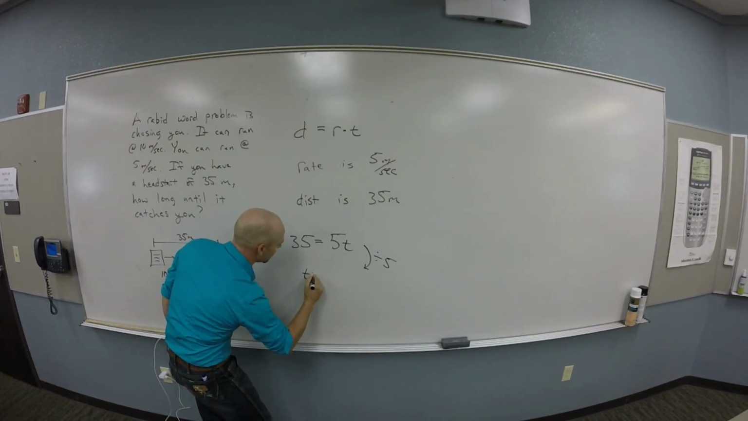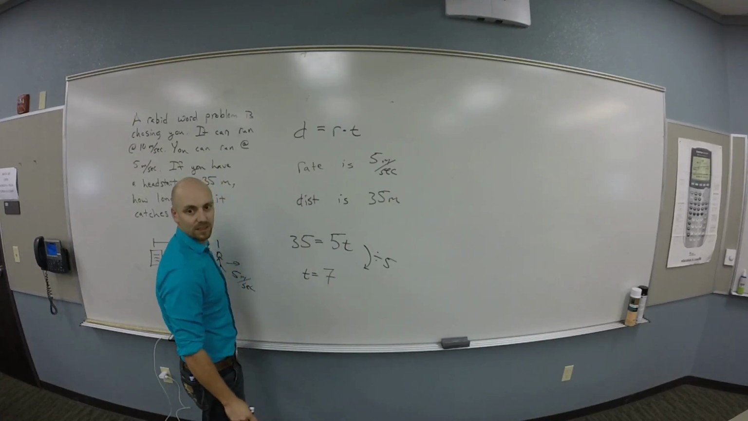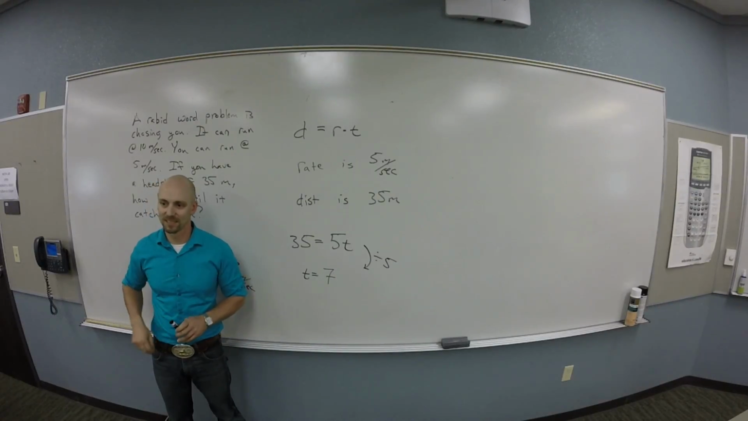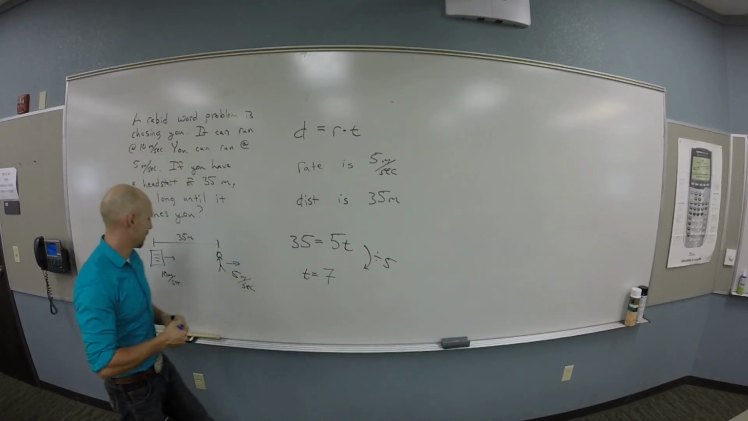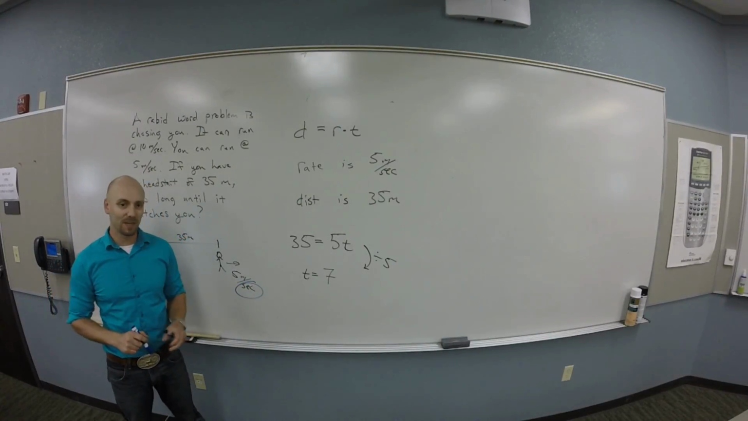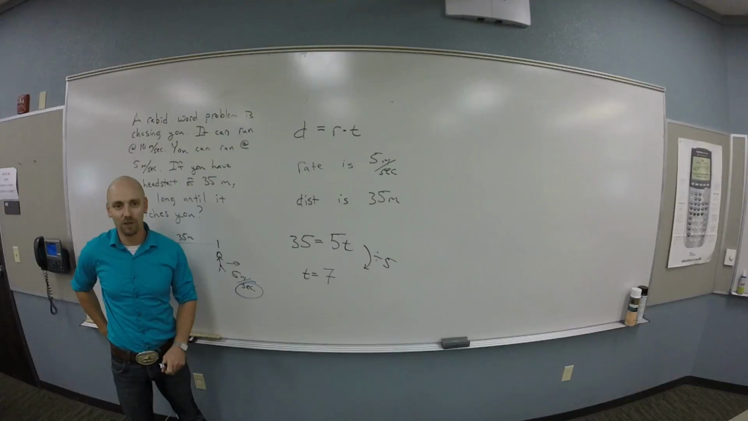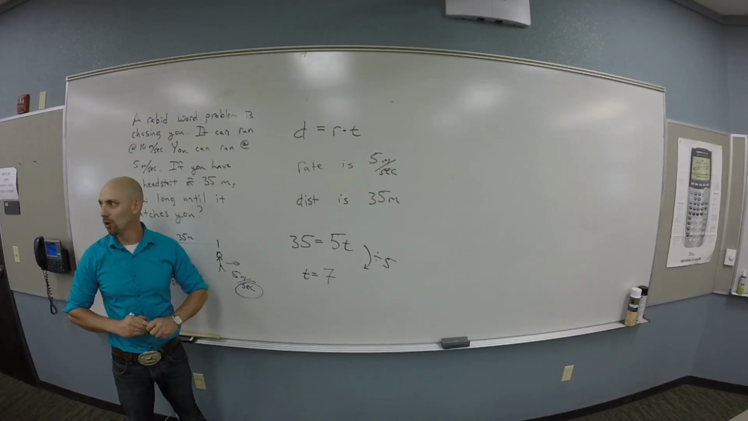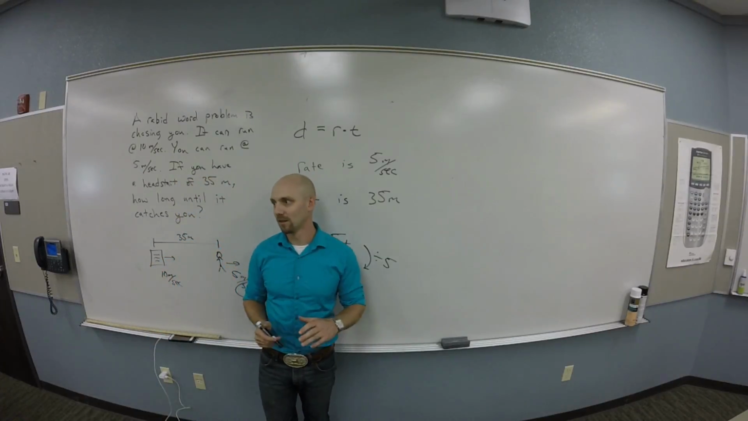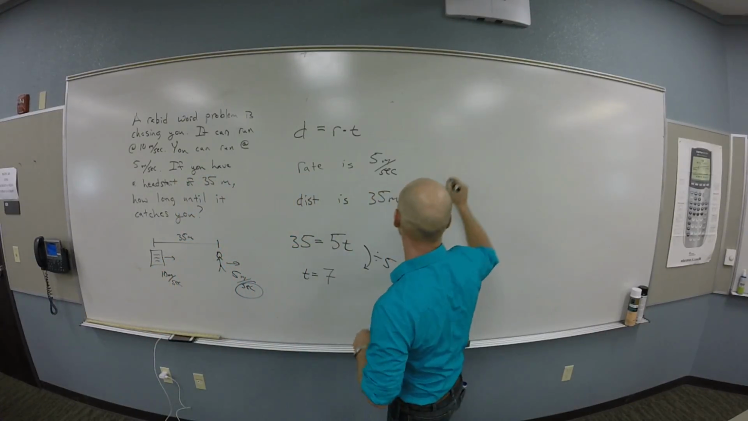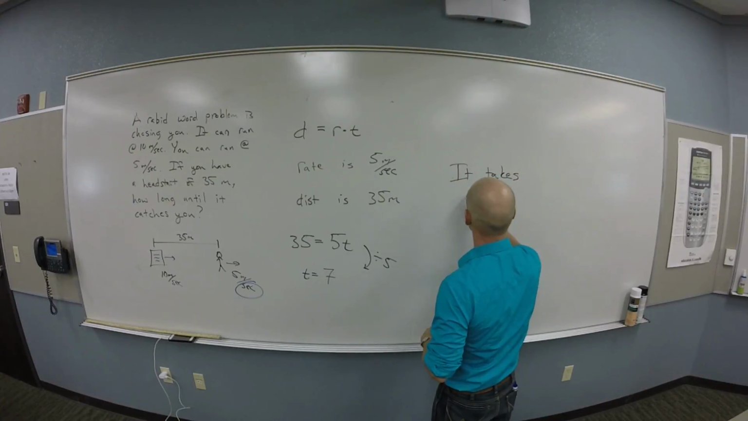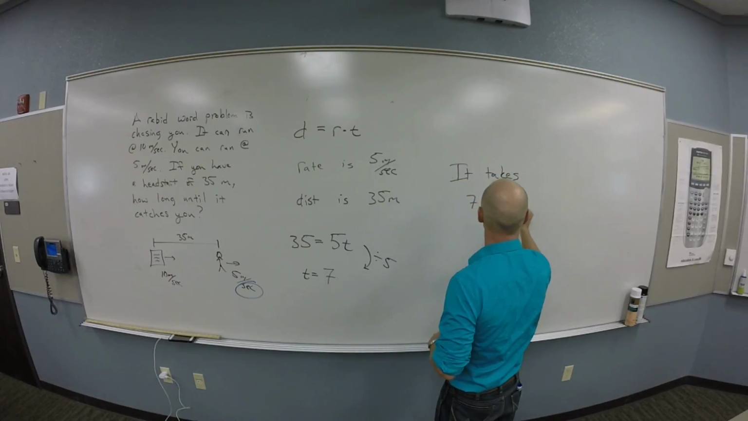Now I get T is 7. 7 what? Seconds. How do you know it's seconds? That's what we're talking about. Your rate was 5 meters per second, not miles. So what do I write? What's my answer? 7 seconds until it catches you. It takes 7 seconds.